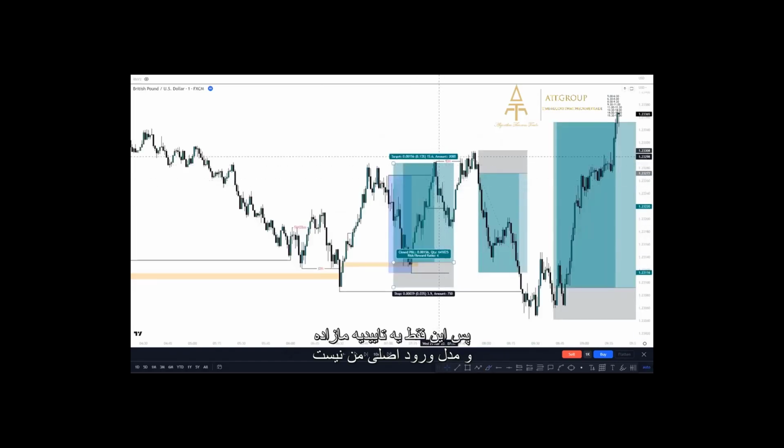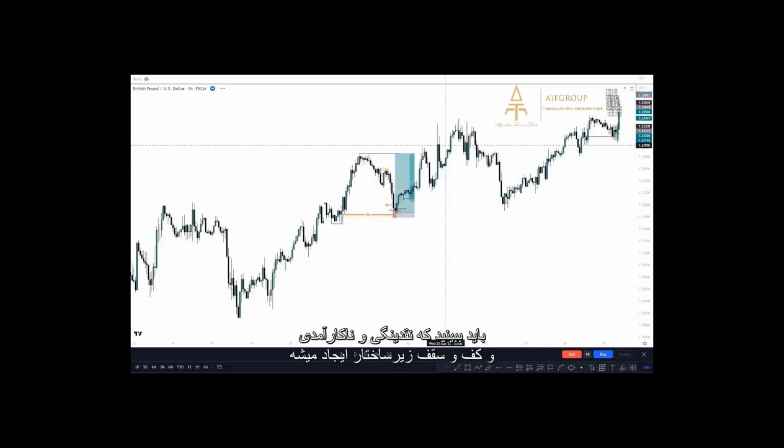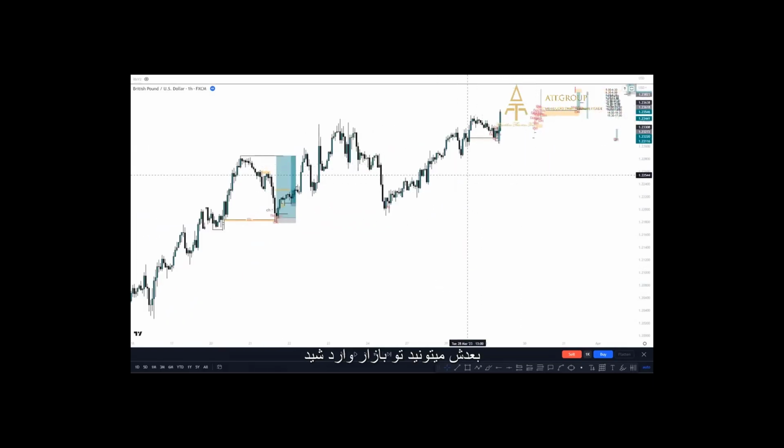So this is just confluence. This is not my main entry model. You need to see liquidity, IPA, substructure low being created or high, and then you can look for entering the market.